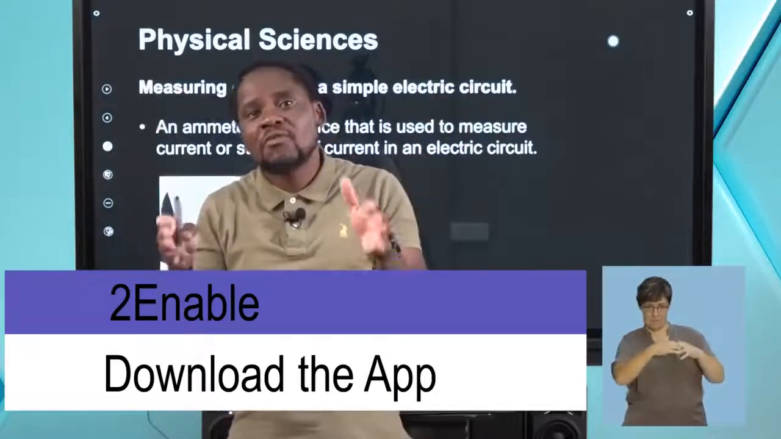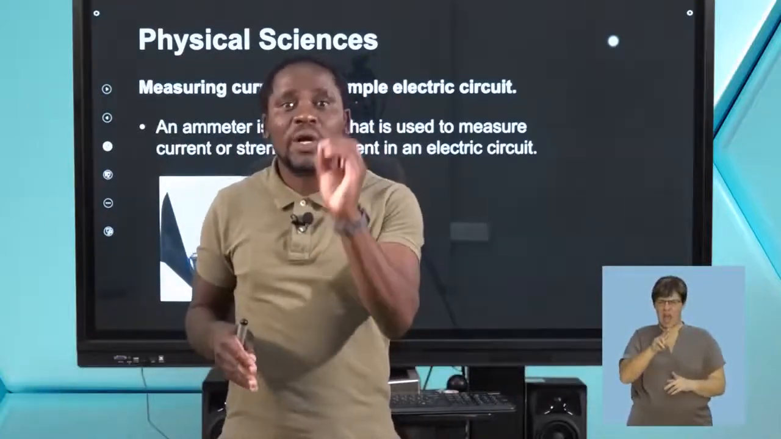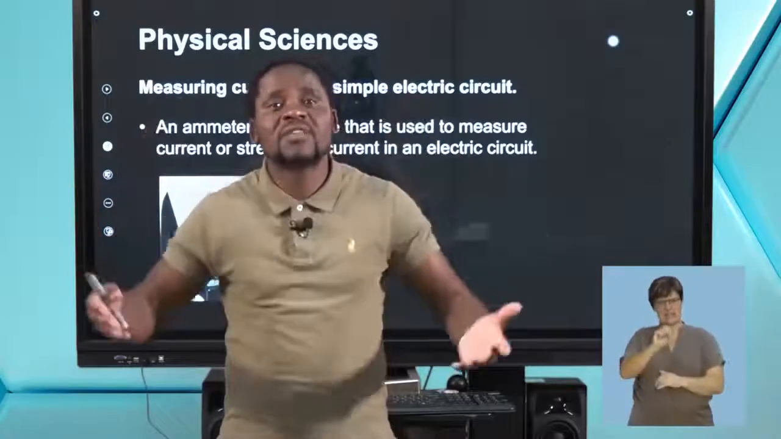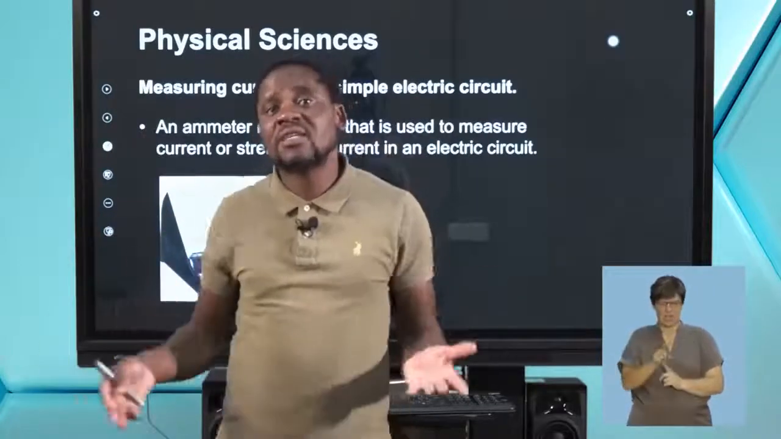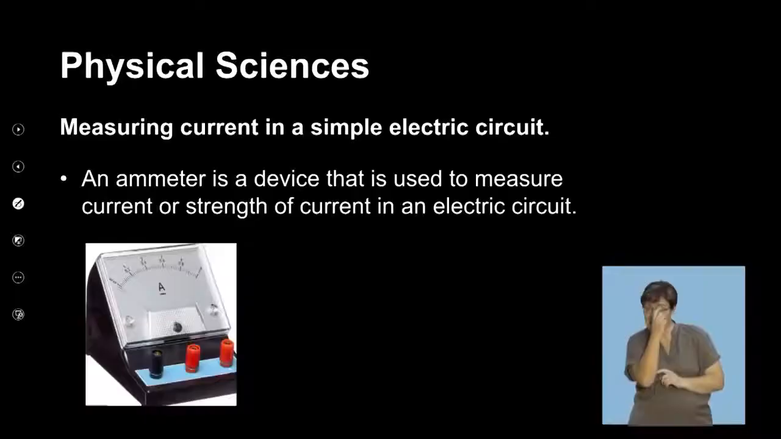But also, forget not the big questions that we asked. Why do we exactly connect the ammeter in series or at a point? What's the justification? There is some scientific thinking around it as long as we understand the concept of current. Right, now measuring current in a simple electric circuit.